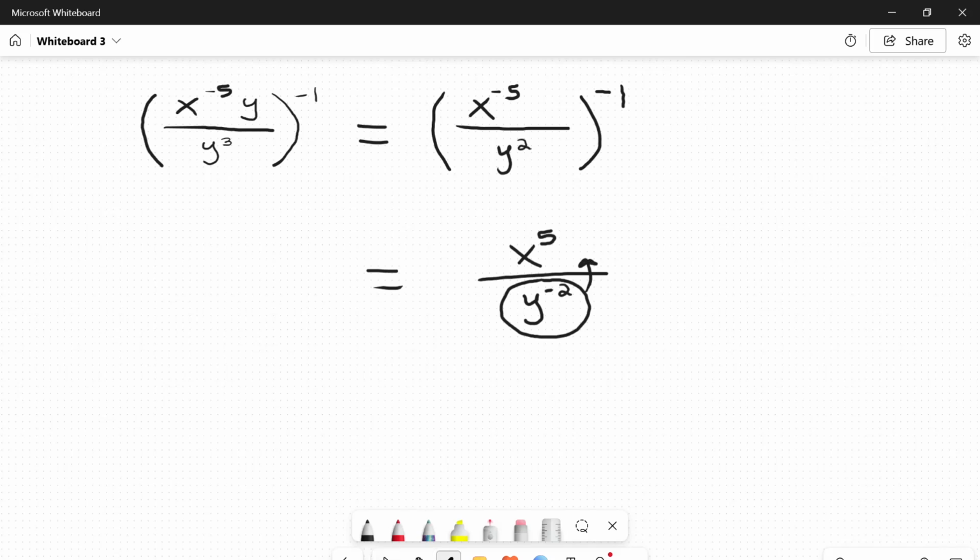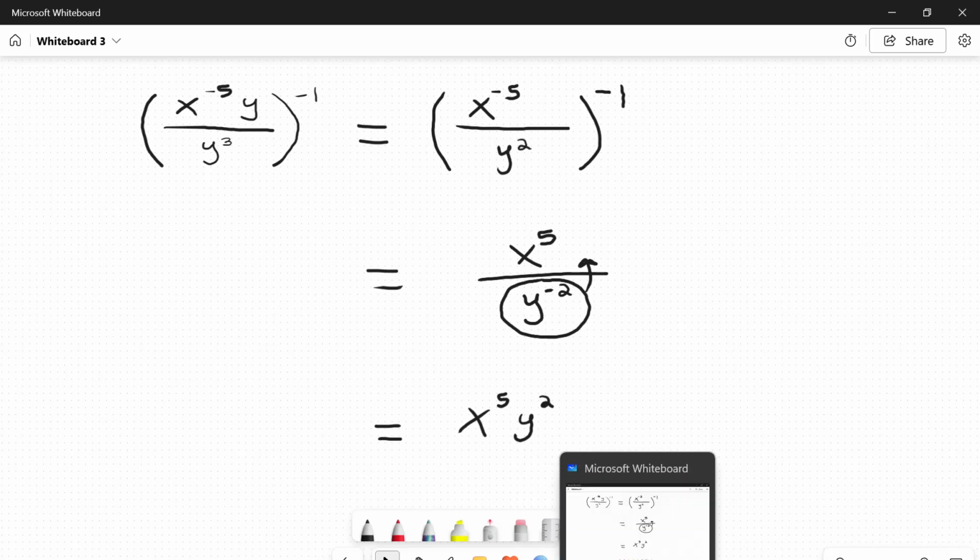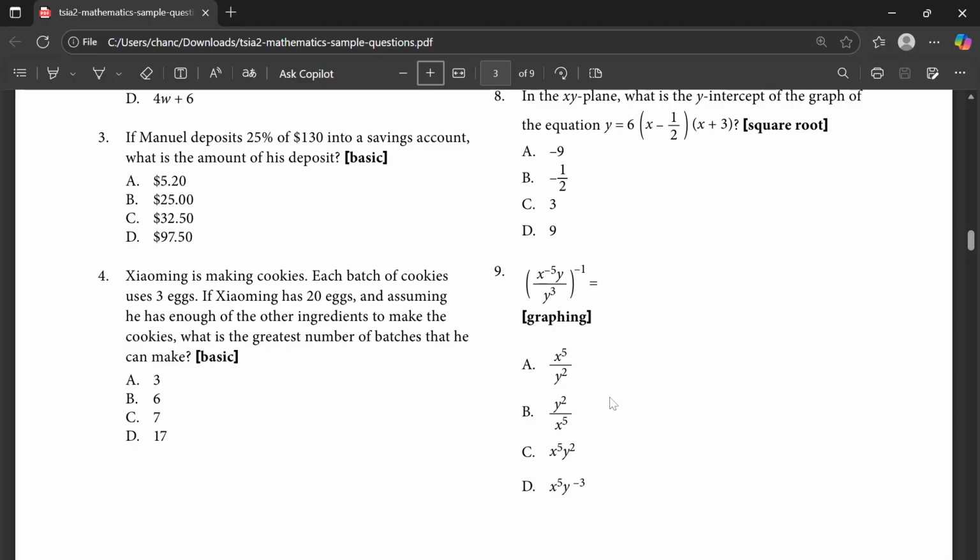When you move it across the fraction bar, it will change signs in the exponent. It'll go from negative to positive. So we have x to the fifth still on top. We have y now raised to a positive 2 on top of our fraction. And there's nothing left over on bottom of our fraction, so I don't have to write the bottom of the fraction. I just have x to the fifth y squared. And if we look back here, x to the fifth y squared is an answer choice. That is answer choice C.